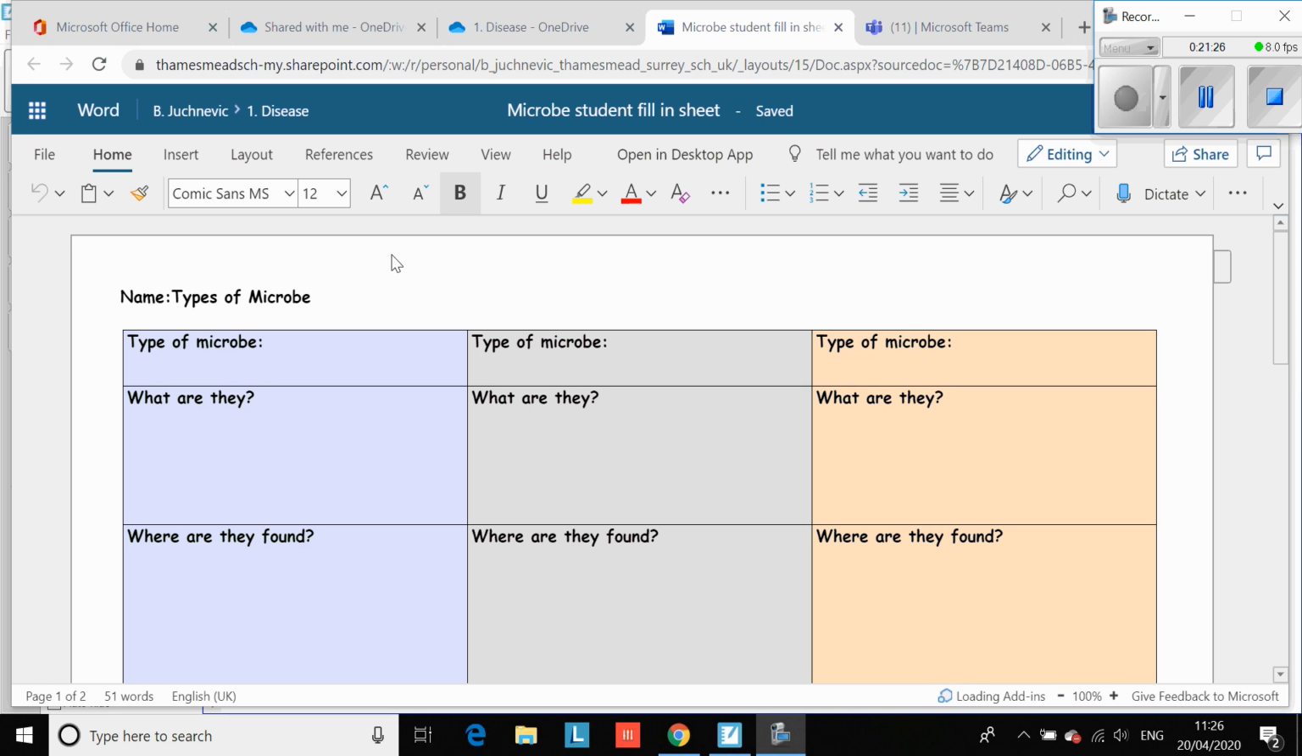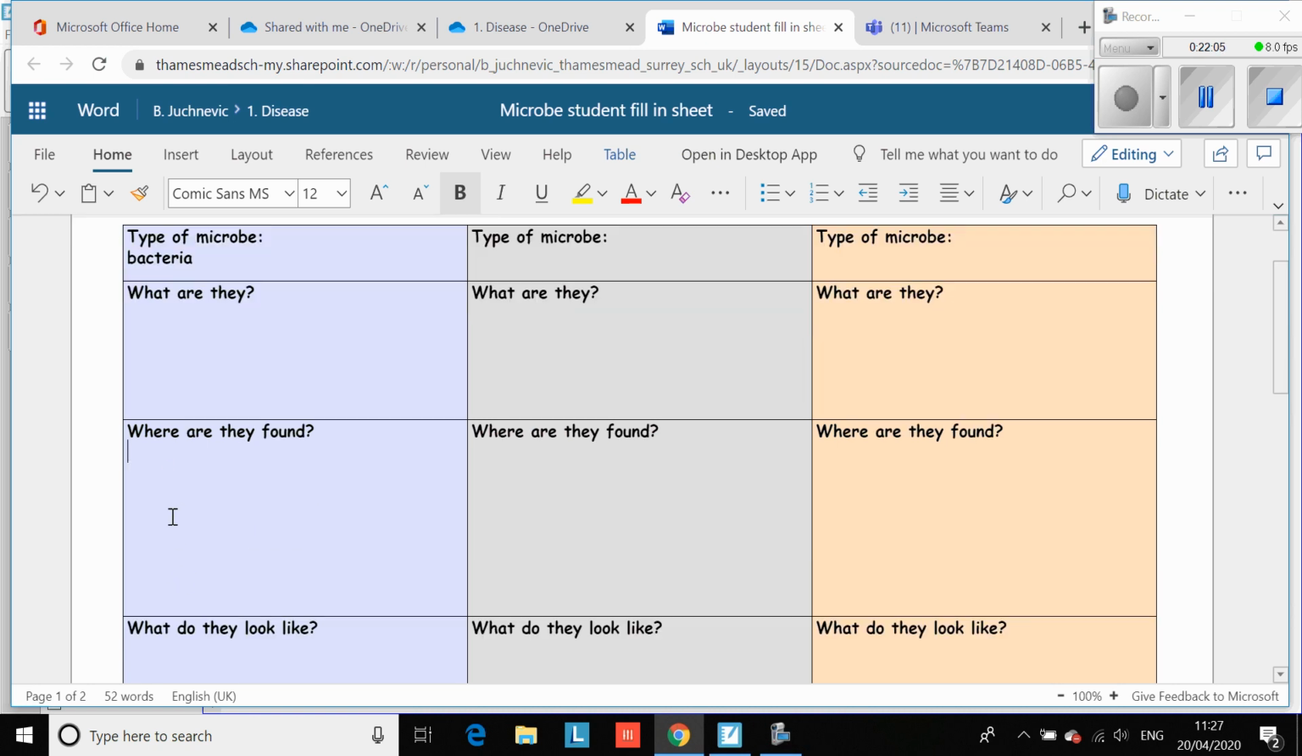So this is the sheet that is in the file section, and it's also in assignment. So what you do, under type of microbe, you'd write, for example, bacteria, and then you explain a little bit about what the bacteria are. Okay, now there's several things you can do here. You can take the information that we've covered in class, although you probably need a bit more. So I would 100% suggest you go online. What are they? Well, we know they're living organisms. They're single-celled living organisms. We know that, but we need to know more. So you're going to need to do some research online. What are they? Okay. Where are they found?